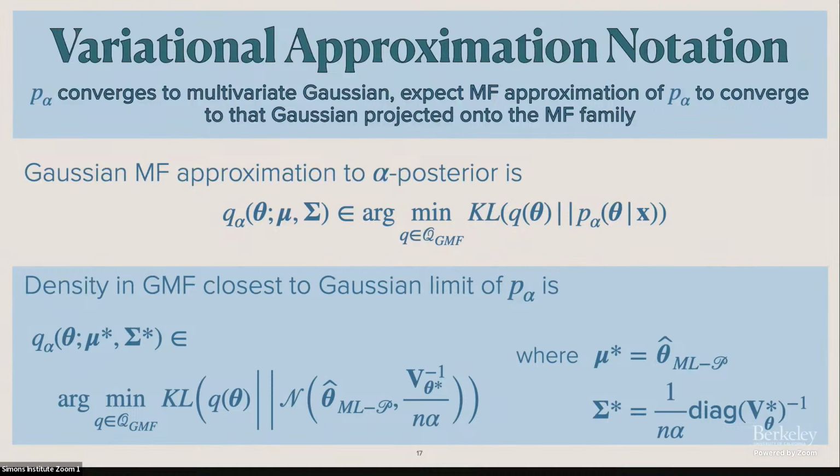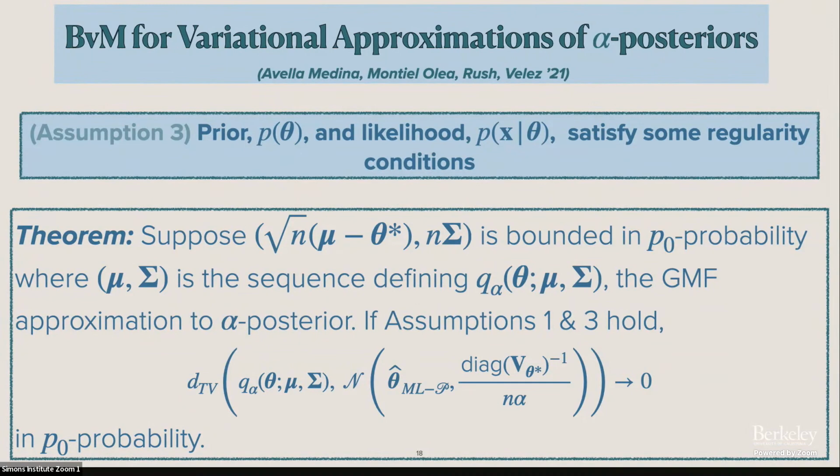So what this says, right, is, this is the object we'd like to study. It's the Gaussian mean field approximation to P alpha. And so it's going to limit to basically the density in the Gaussian mean field that's closest to the original limiting Gaussian distribution. So basically all this does is, now we've diagonalized the variance here, right? This is what the Gaussian mean field requires us to do. There are slightly more conditions here, but I'm not going to go into too many details for this talk.